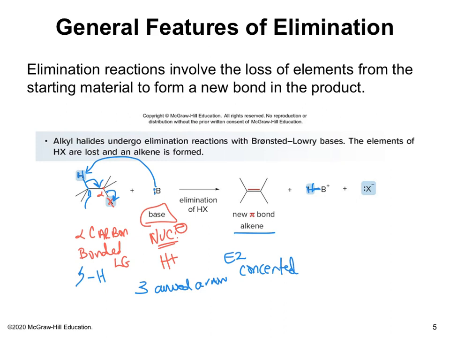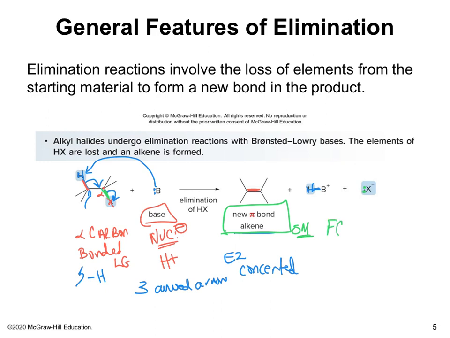And then these electrons here became this new pi bond. And then the electrons on the leaving group went with the leaving group. And so this is going to make an alkene. You'll learn in chapter 11 that these are going to be your starting materials, and we'll do a new mechanism.